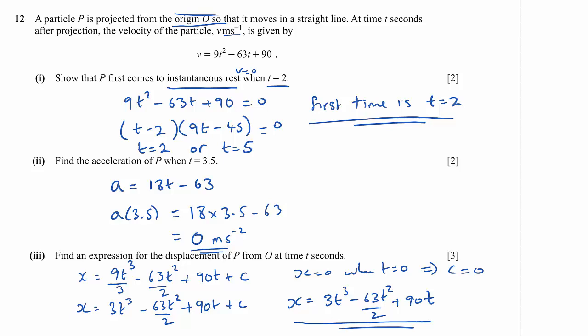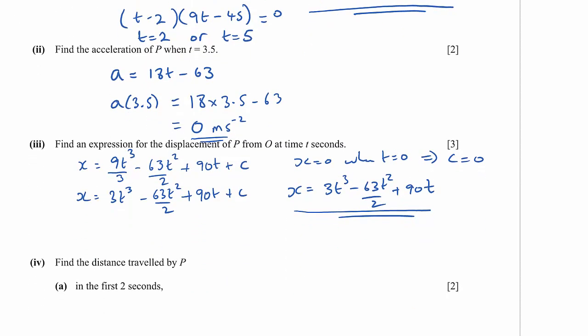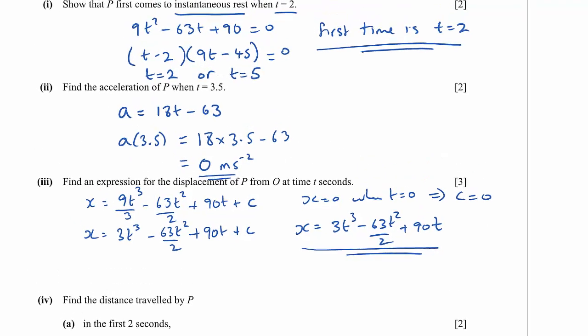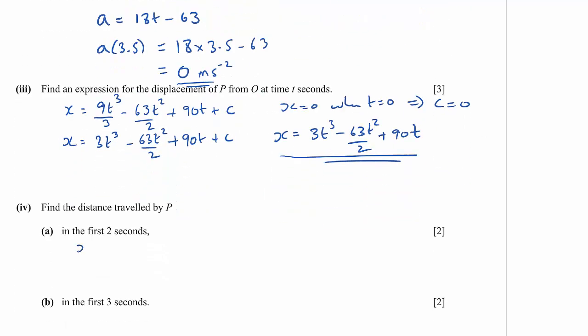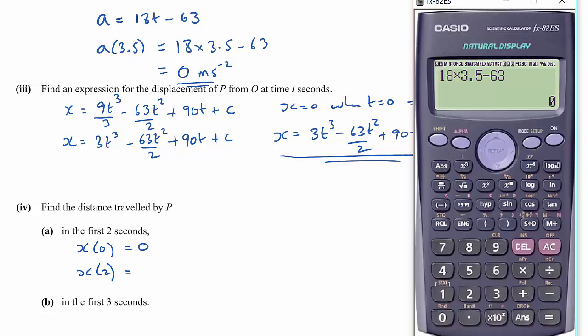So we now want to find the distance travelled by P in the first 2 seconds. Well, we know the first time it stops is 2. So if we just do x of 0, well, we know that's 0. And if we do x of 2, we know it doesn't turn around in that first 2 seconds. So if we work out x of 2, that will be the distance travelled.